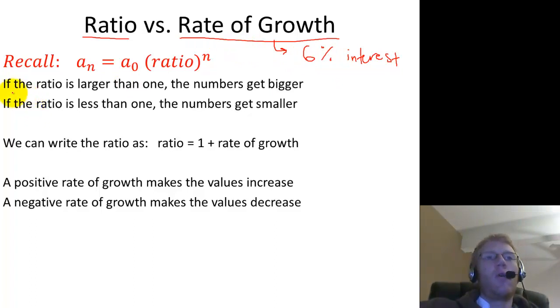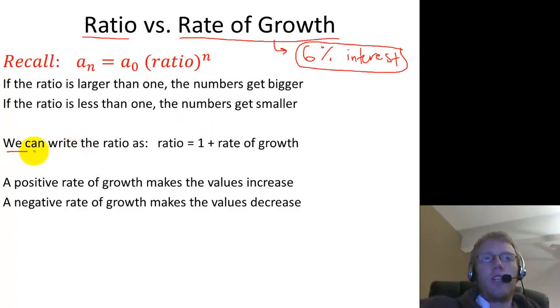Okay? So we know that if the ratio in this equation is bigger than 1, you're multiplying by a number bigger than 1, your answers or your numbers are going to start getting bigger and bigger and bigger. If the ratio is less than 1, then the numbers are going to get smaller and smaller. So say your ratio is 1/2 or 1/3. When you multiply by a fraction like that, your numerical values will get smaller. So if you have 6% interest, you know you're gaining money. So your numerical value has to get higher and higher.